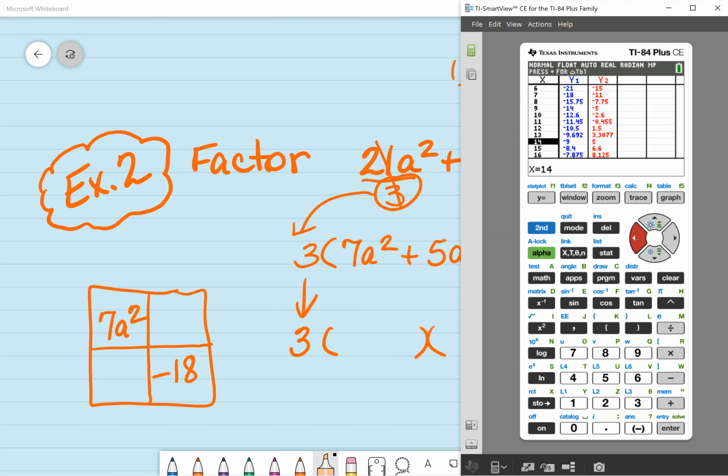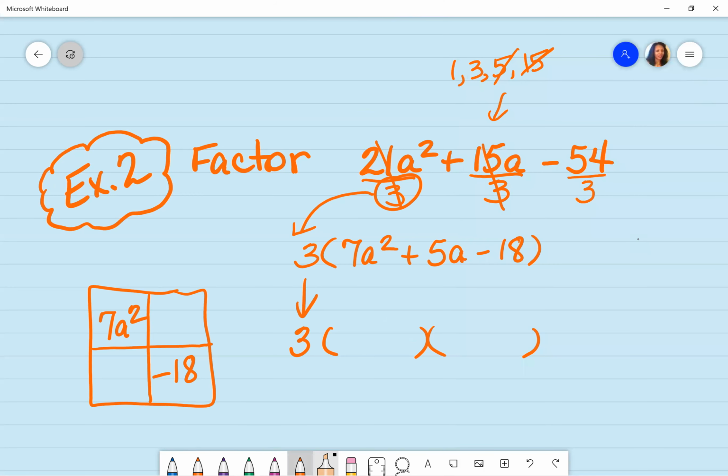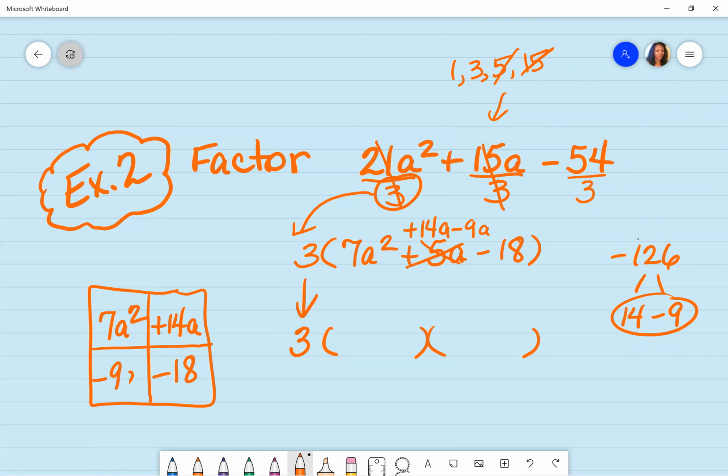I'm sorry, +14 and a -9. So your -126 was a +14 and a -9. That is what's replacing this +5. So +14a and -9a, because 14 minus 9 is 5. All right, that's what we're going to put inside of our box if you're using the box method. +14, but you have to put the variable with it, -9a.